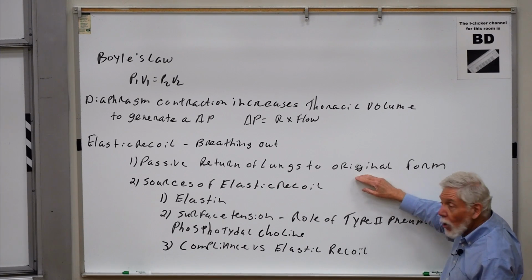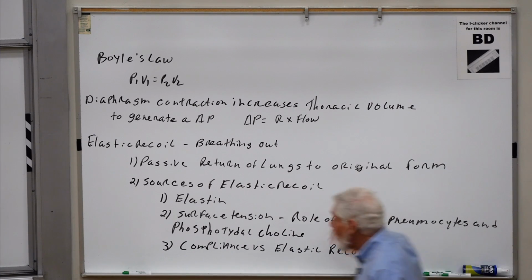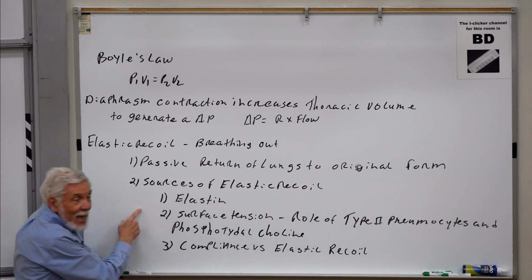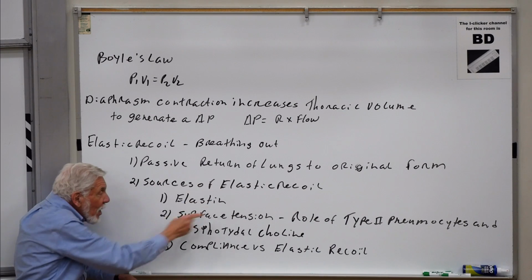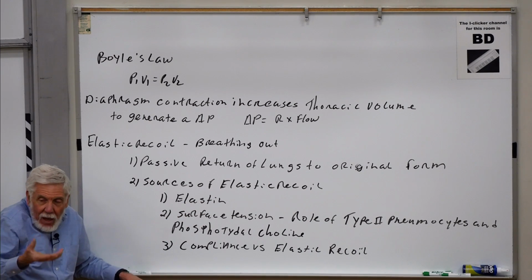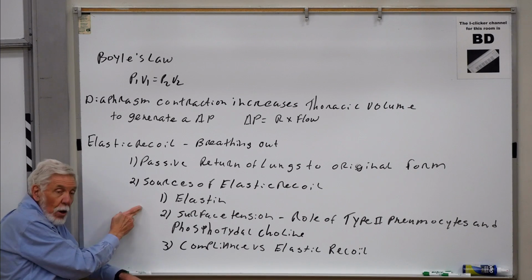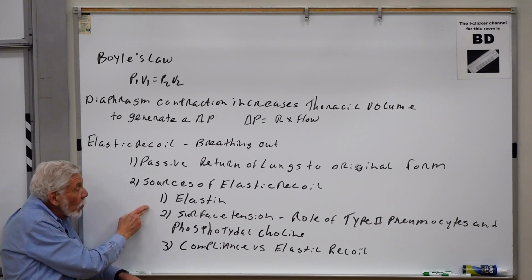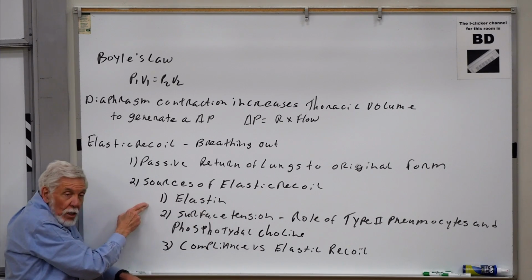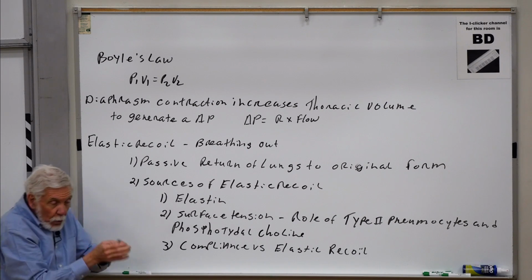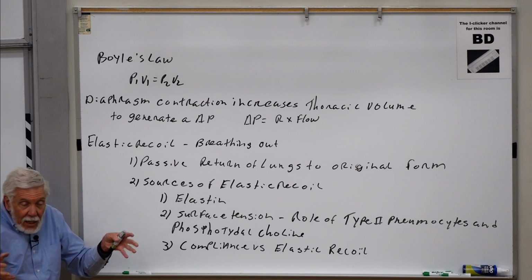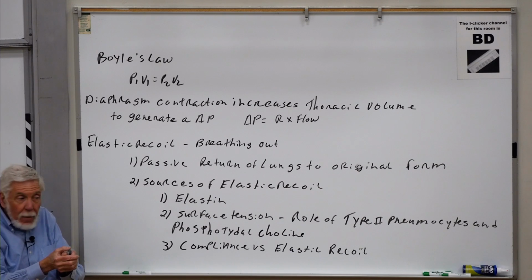That passive recoil has a number of different sources. One of them is elastin. The extracellular matrix around all of the alveoli will contain an extracellular series of proteins. And in a normal, healthy lung, much of that extracellular protein is elastin. So when you stretch it out, it's springy and comes back to its original shape.